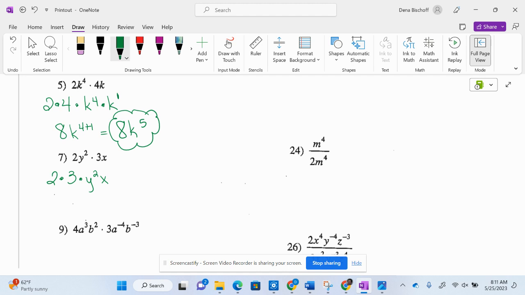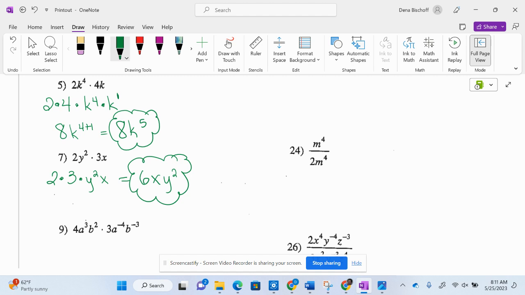So I don't use any rule on them. I just leave them the way they are. The only thing I'm going to do is arrange them in ABC order. So 2 times 3 is 6. And I'm going to have the x come first and the y squared come second. It doesn't have to, but we really always try to put our variables in ABC order. I know that sounds silly, but we try to.